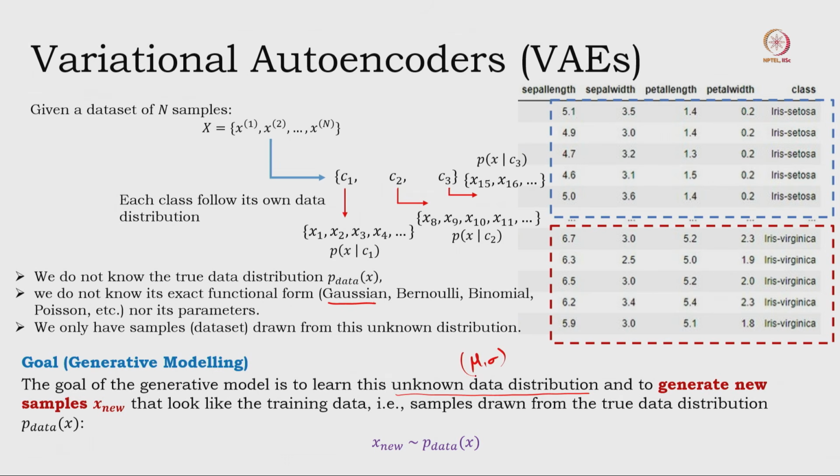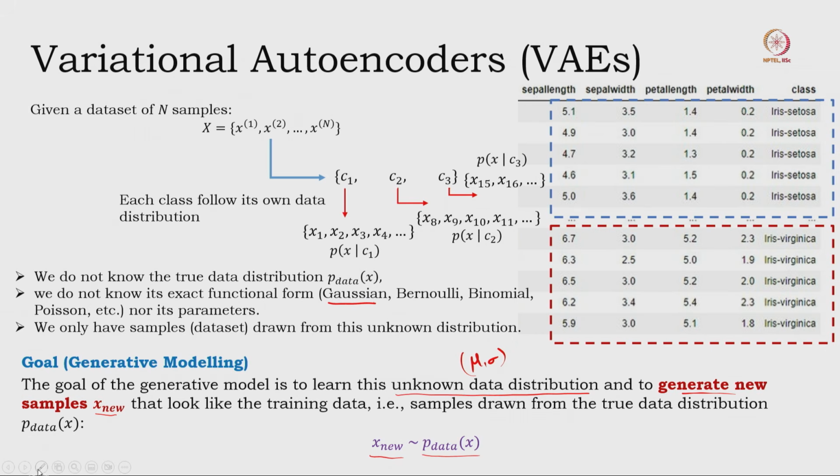First step is it has to learn that underlying unknown data distribution, and once it learns that data distribution, the second objective of any generative model is to generate a new sample. So, what is that new sample? The new sample is x new, and what is our aim? It has to look as similar as the training data. Whatever new sample we generate, it should match the training data.